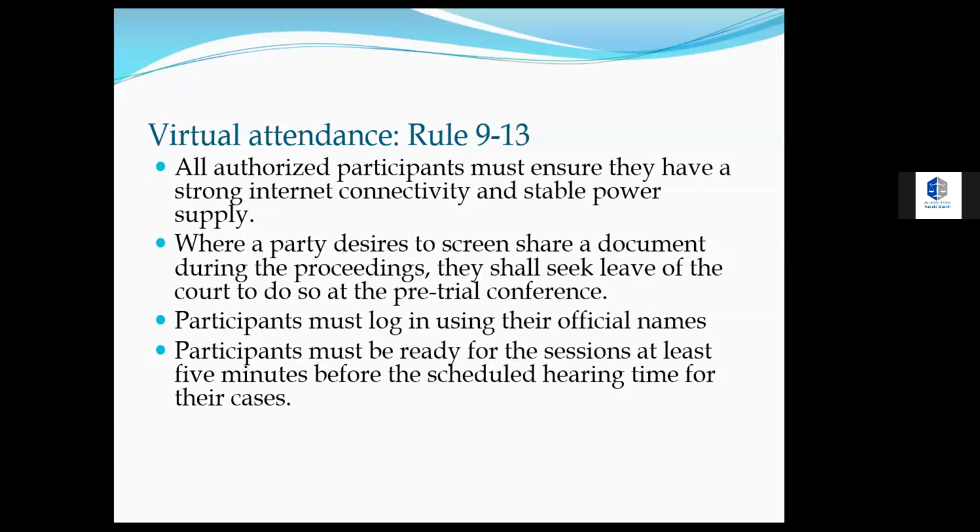So it's important that at the time the pre-trial conference is being conducted, the parties agree not only on the documents that they want, but the sharing thereof, the screen sharing thereof. We thought it would be important for purposes of identity that participants must log in using their official names. I'm sure, again, we can have a discussion on that. What constitutes official names? And is there any other way you can be identified? And then participants must be ready for the session at least 5 minutes before the scheduled hearing time for their cases. So that is dealt with under Rule 9 to 13.